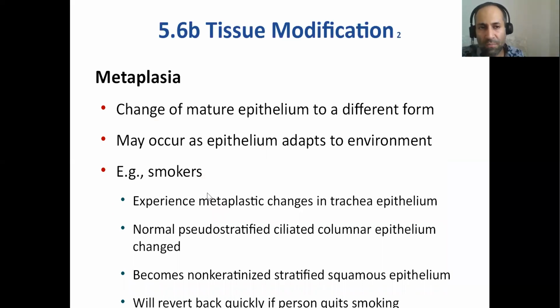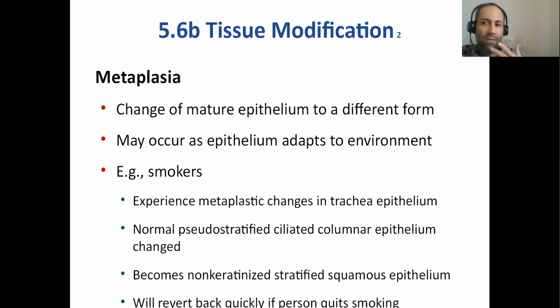Meta means across. What is metaplasia? It is when one type of epithelium changes into another type because of some chronic injury. I'll give you an example. In chronic smokers, for example, right? So what happens in chronic smokers? What is the normal type of epithelium that lines the trachea and the respiratory passages in a person? Ciliated pseudostratified columnar epithelium.